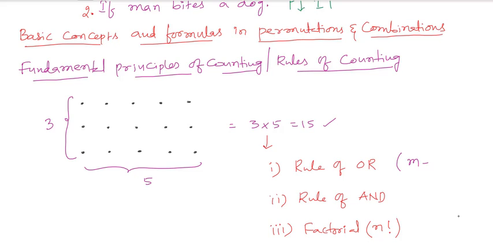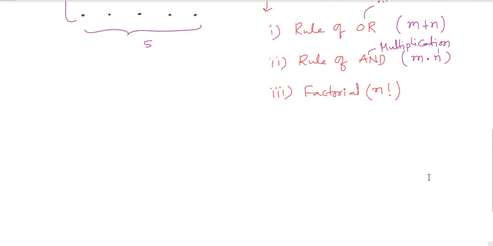Similarly, the rule for and means m into n. So the rule for R we call the addition, based upon which you have the addition theorem, and the rule for and is the multiplication, am I right or not? These are the 2 different rules which you will perform as part of the concepts of permutations as well as combinations. Then you people will have a doubt where I have to use my R conjunction and where I have to use my and conjunction.